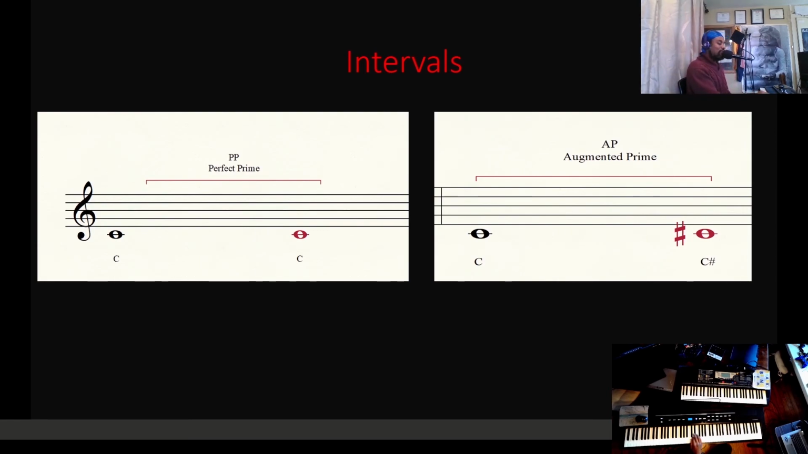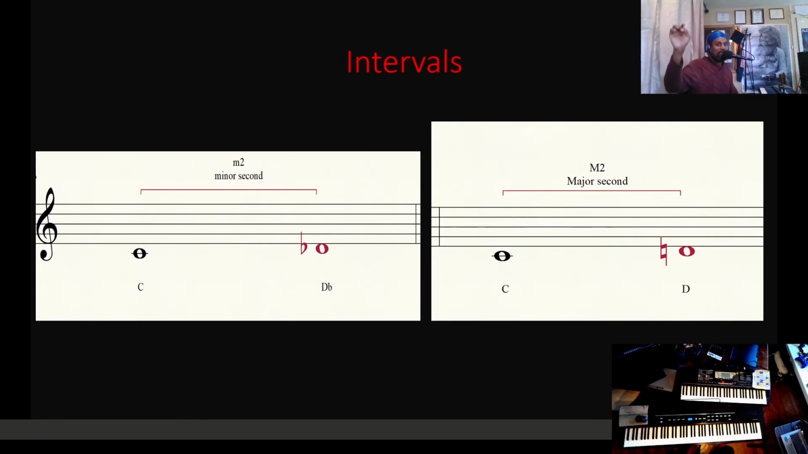All right, so if I write that as a C to C sharp, it's actually called an augmented prime. But interestingly, if I write that as a C to D flat, it's a minor second because C to D is a second. But the quality of that is minor as opposed to C to D natural on the right, which would be a major second. Okay, let's do that again. C to C sharp is an augmented prime. But if I turn that C sharp into an enharmonic spelling of D flat, it becomes C to D flat, as denoted on the left side of the screen, and it becomes a minor second.